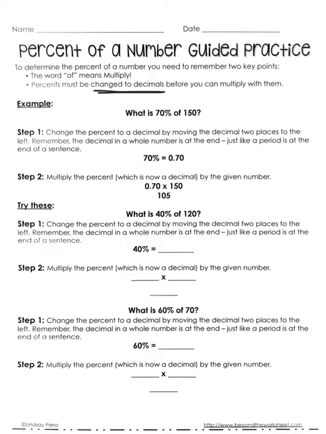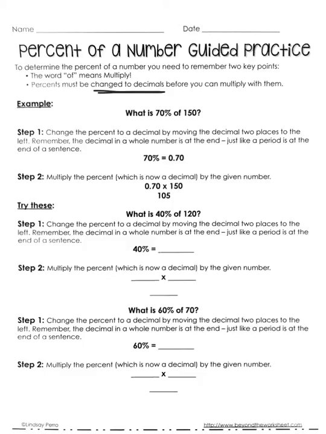So here 70% would be the same as 0.70 or 7/10 or 70 hundredths. And then we're going to multiply the percent by the given number. So if we're finding 70% of 150, we're going to take that 70 hundredths or 7/10 times 150 and we get 105.